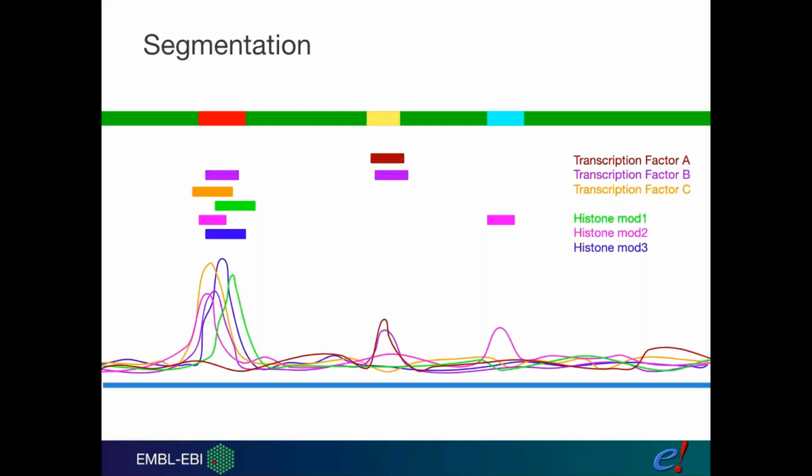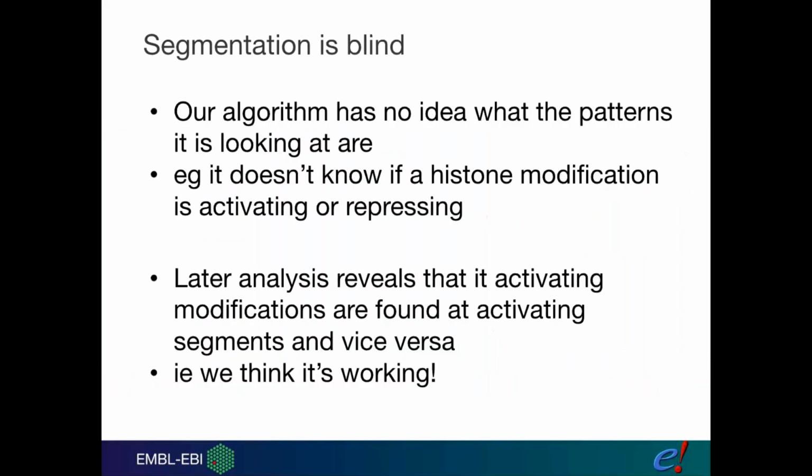Now, one of the cool things about this pattern finding is it's actually completely blind. So the algorithm doesn't know what the patterns it's looking at are. We don't tell it things like this is an activating histone modification. It just knows, wherever I see this thing, it matches this pattern. And we give the pattern the name.